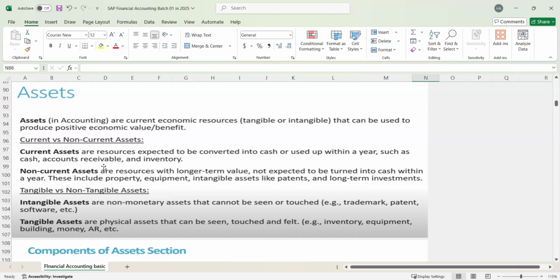So we now say non-current assets are resources with longer-term value. We expect that this thing will over time appreciate, right? We say they are not expected to be turned into cash within a year. So when we buy a property, we want it to have an appreciable value over time. So this includes property, equipment, and intangible assets like patents.